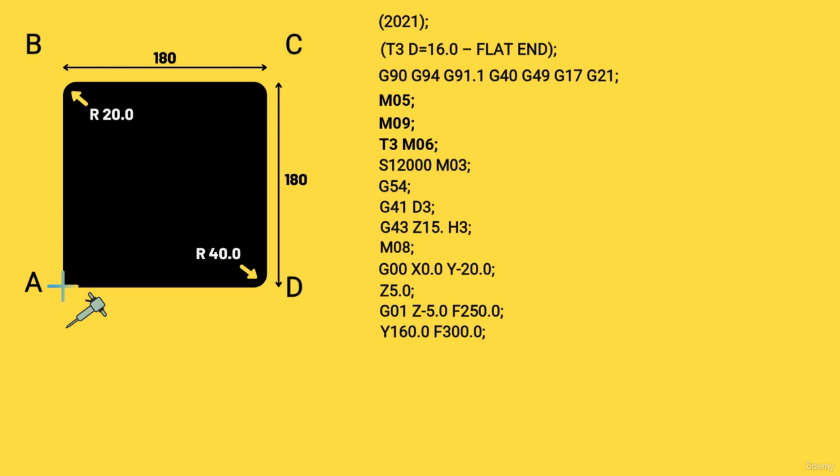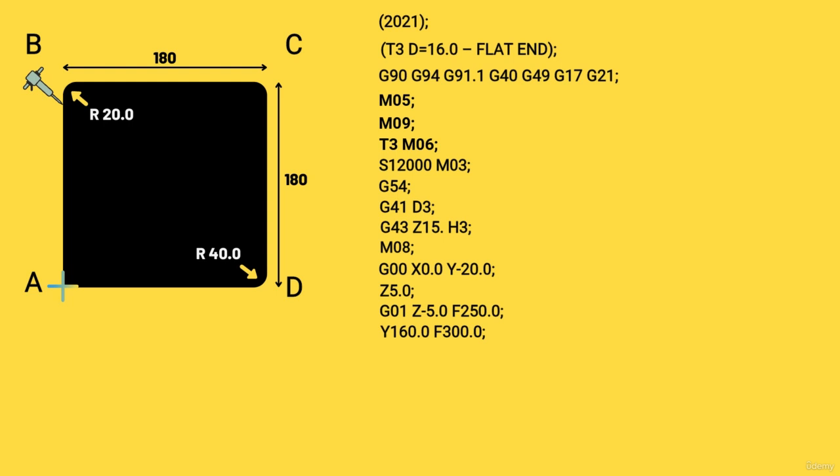Now G01 is still active from the line above, so we don't need to state that again. For the next move, we are taking our cutter up the Y-axis by 160 mm up from the datum, and because it's up from the datum, it's a plus figure. Now, why are we taking 160 and not 180? Because this takes us to the beginning of the radius. We have a 20 mm radius here, and we wish the cutter to be at the beginning point of that radius, so we are moving to 160 mm from the datum position.